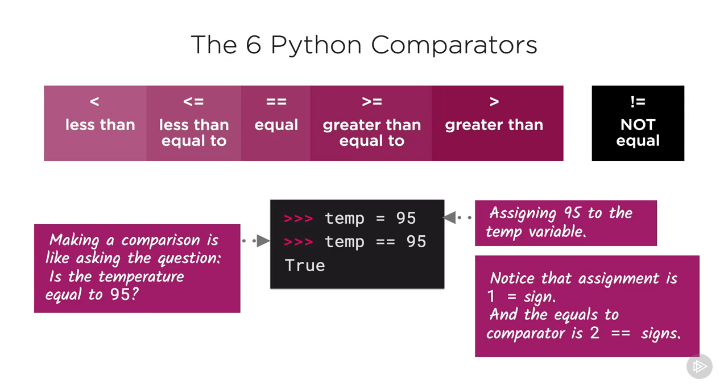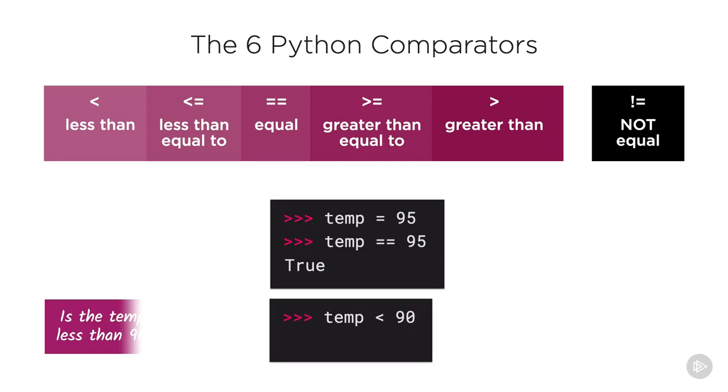Also notice that assignment is 1 equals sign, and the equals to comparator is 2 equals signs. Next, we'll check if temp is less than 90, and we get false.